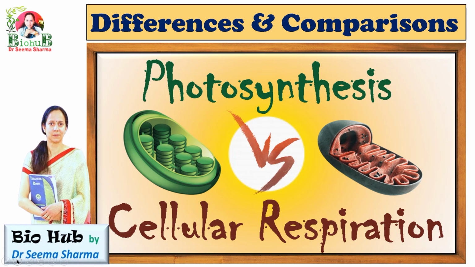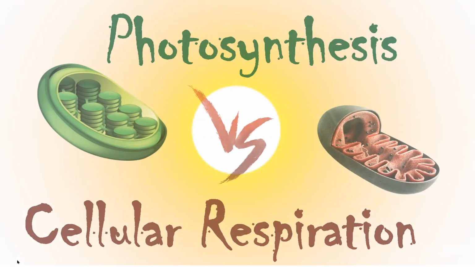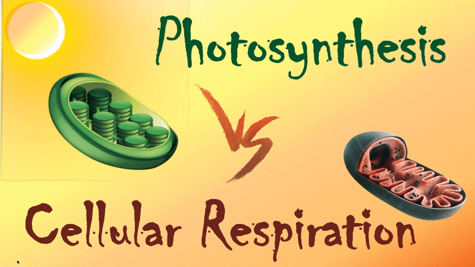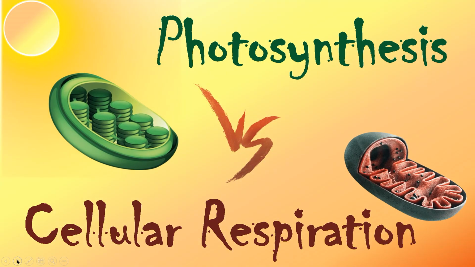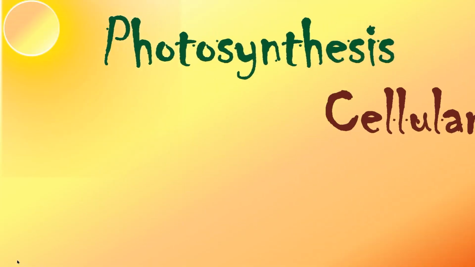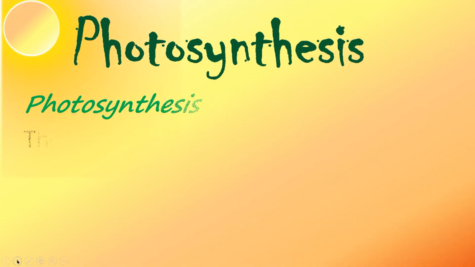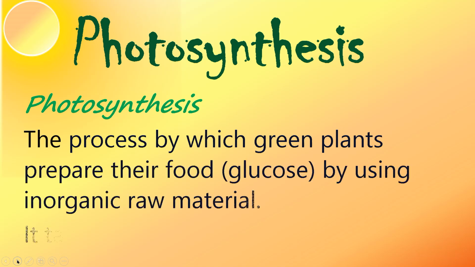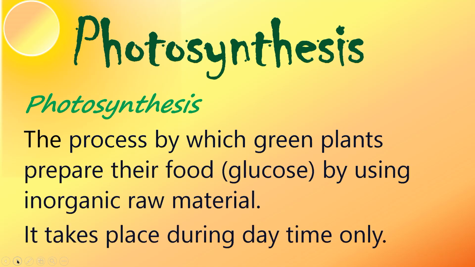Photosynthesis and cellular respiration are two fundamental biological processes. They both are involved in transformation of energy, but in opposite directions. You know about the basic features of these two biological processes. Photosynthesis is the process by which green plants manufacture their food by using simple inorganic raw material, and it takes place during the daytime only, means in the presence of sunlight only.